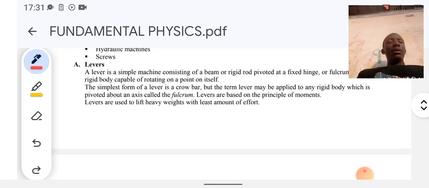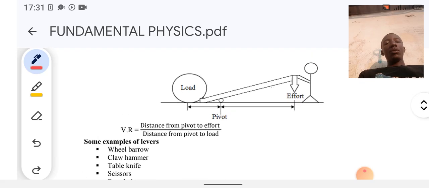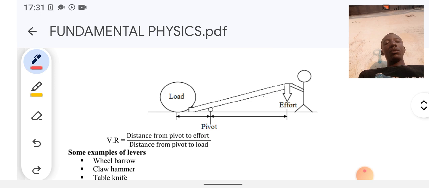Okay, so this is an example of a lever. You have the effort being applied here, and the load which is here. We're going to use a formula. For you to find the velocity ratio under levers, you need to know the distance from the pivot to the effort, the distance from here, where the force is applied, to the pivot. You need to divide that distance by the distance from the load to the pivot. That's how you find the ratio under the lever.